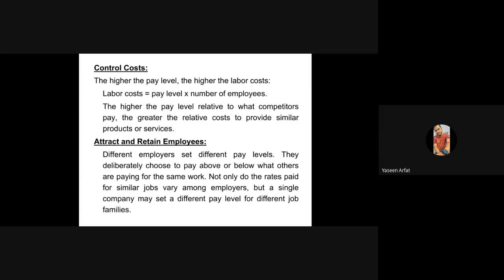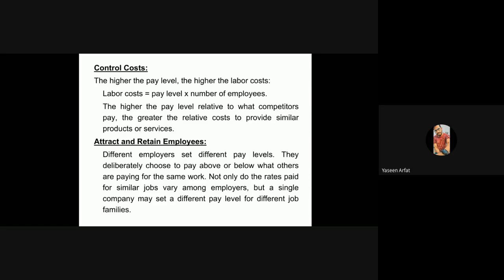Now we have a little explanation of how cost can best be controlled. It is general knowledge that if you pay more to the employees, there will be a high labor cost. So the higher the pay level, the higher the labor cost, no doubt. But sometimes when you pay high, the returns also will be high. It depends on the ability of the organization to pay high and get high returns on the resources utilized in the form of man, machine, material, methods and money.